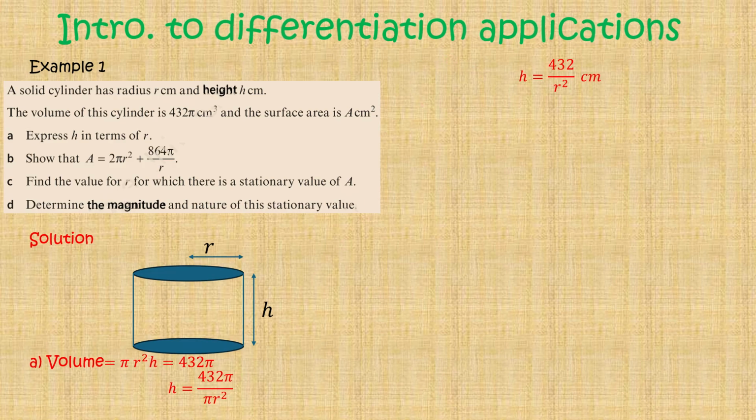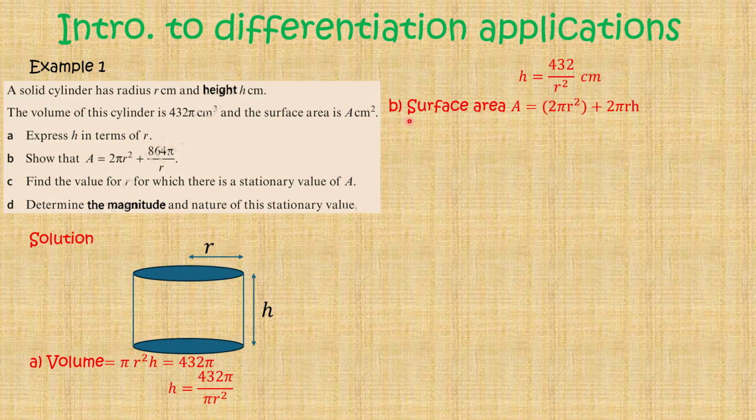Now, this would be closer to the final answer because we see that the pi's will cancel out so that we have our h as 432 over r squared centimeters. The first question is done. Let's move on to part B.